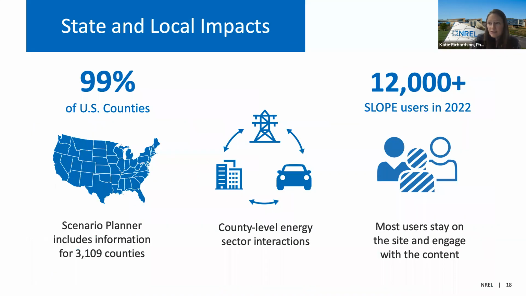So at the end of the day, we do have 99% of US counties included. There are some exceptions. We are missing some Alaska and Hawaii data on the scenario planner as a result of what is covered in those DOE analyses. We're not able to provide data from studies that have not been conducted yet, but everything that we have, we put up on the site for you. And we are really grateful to connect with over 12,000 users annually and growing. And we're excited to welcome you to the SLOPE family today if you're new to SLOPE.